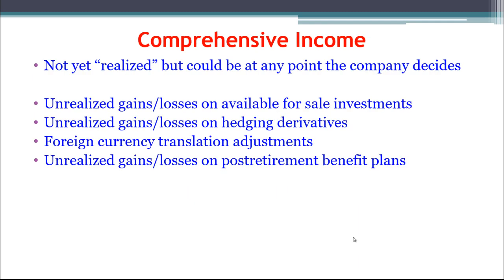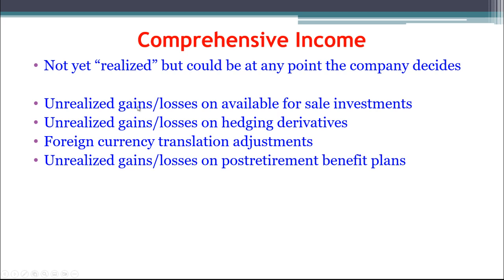And the final item I want to talk about is comprehensive income. There's something known as a comprehensive income statement or other comprehensive income. This is an expansion above and beyond the normal income items that we report. These are items that are not yet truly realized, so they can't be counted as regular income, but these could be realized at any point the company decides.